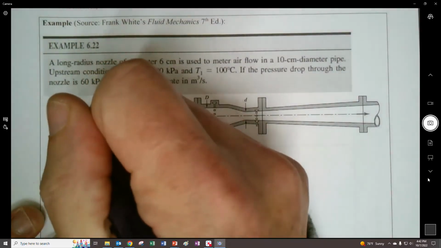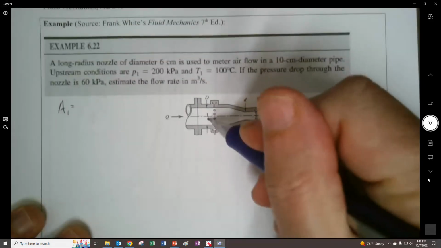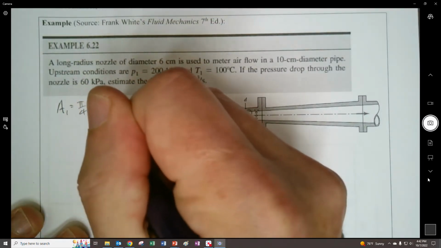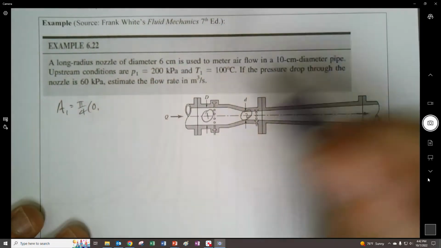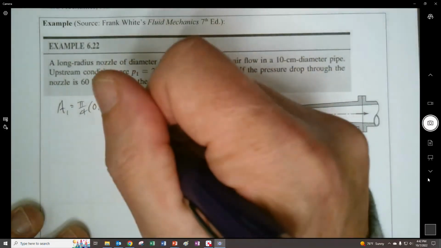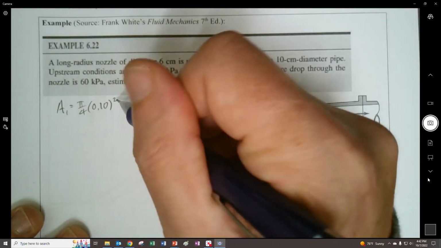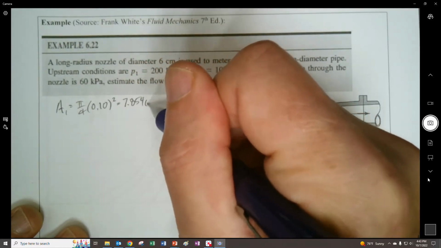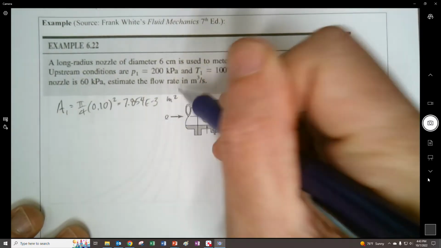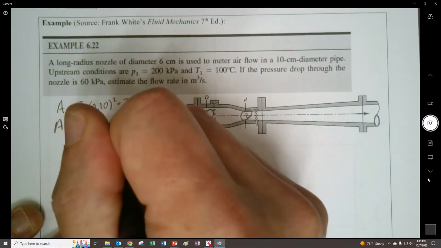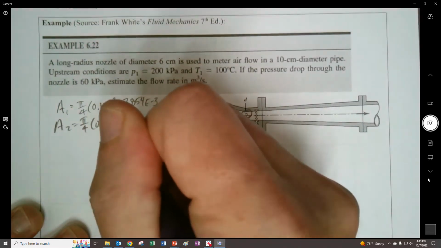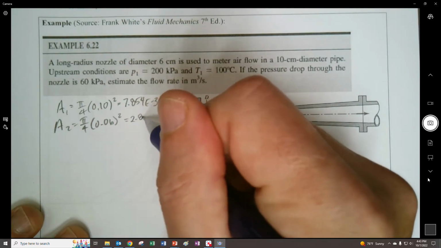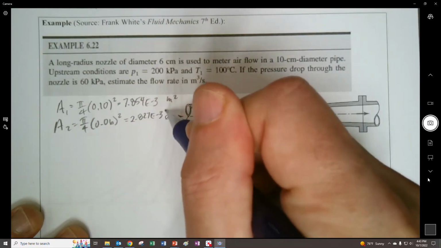So the area at 1, so we call that 1, and over here is 2. The area is going to be pi over 4 times the diameter squared, and it's 10 centimeters, right? So that's 0.1 meters. It always messes me up. I can't stand centimeters. So that's 7.854 e minus 3 meters squared, and then the diameter at the throat is 0.06, right? That's right, because it's 6 centimeters. So the area is 2.827 e minus 3 meters squared.